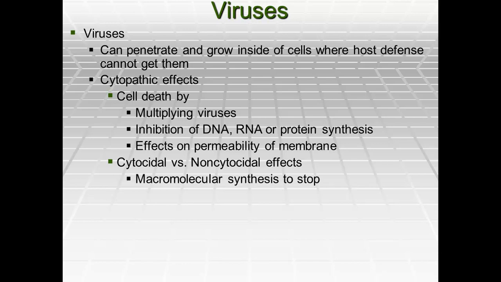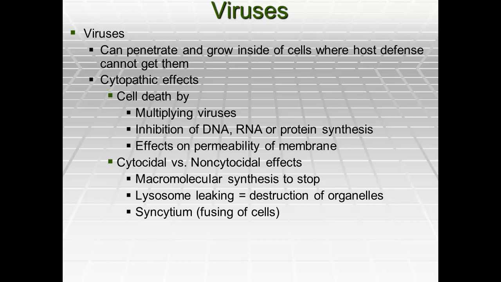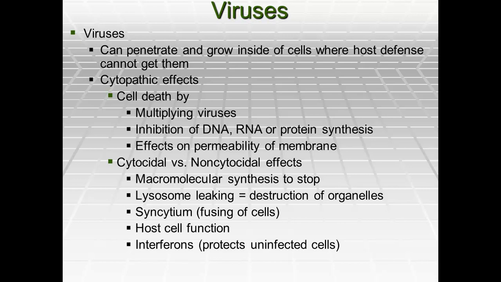So we can have macromolecular synthesis stop, so we stop making macromolecules. The lysosome can begin to leak, leading to the destruction of organelles. Fusing of cells, syncytium. Host cell function interference, which protects the uninfected cells, and antigenic changes on the cell surface.